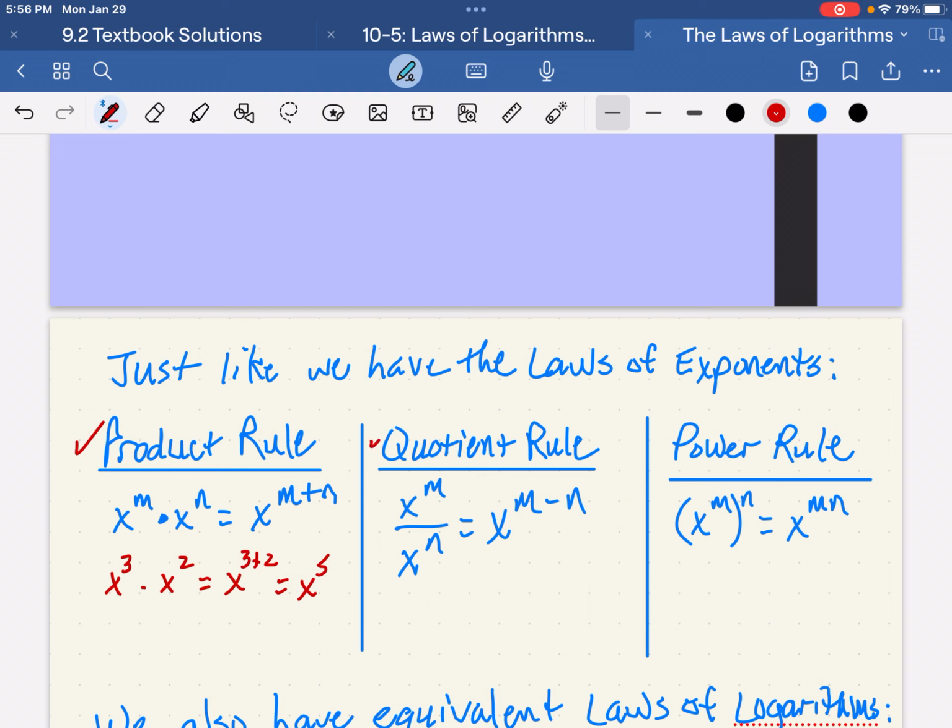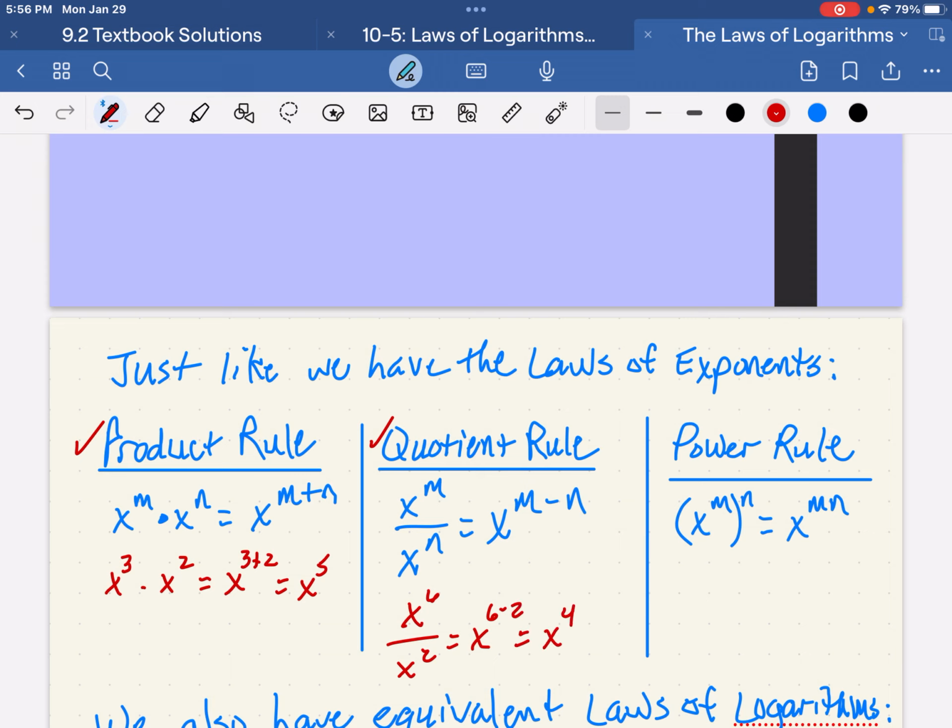The quotient rule: x to the m divided by x to the n equals x to the m minus n. So for example, if you had x to the 6th divided by x squared, that's equal to x to the 6 minus 2, that's equal to x to the 4th.